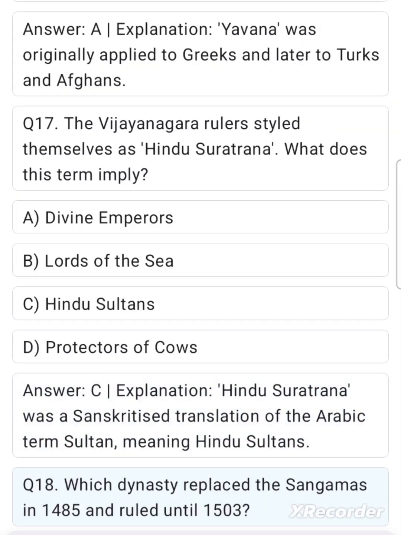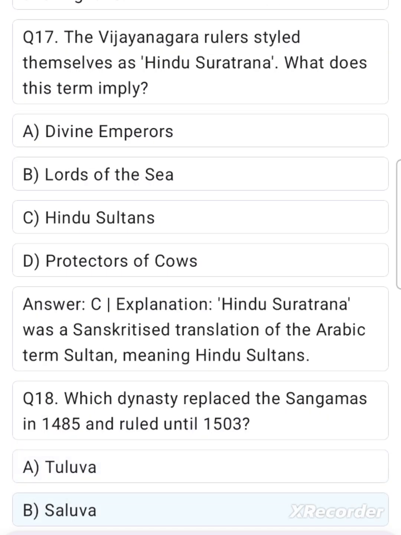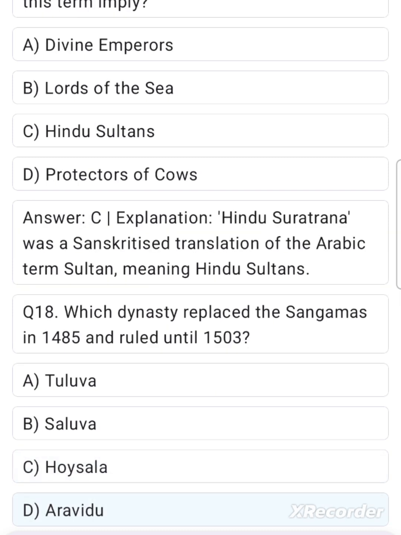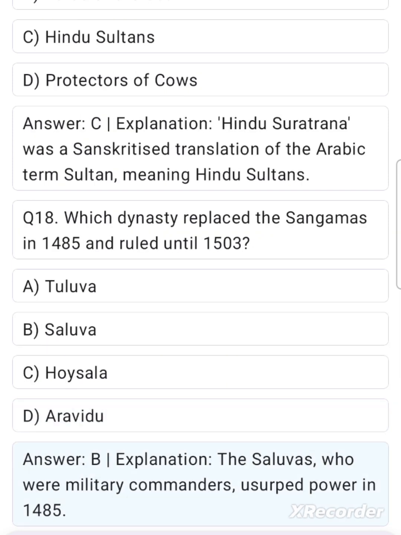Q18. Which dynasty replaced the Sangamas in 1485 and ruled until 1503? A. Tuluva. B. Saluva. C. Hoysala. D. Aravidu. Answer. B. Explanation. The Saluvas, who were military commanders, usurped power in 1485.